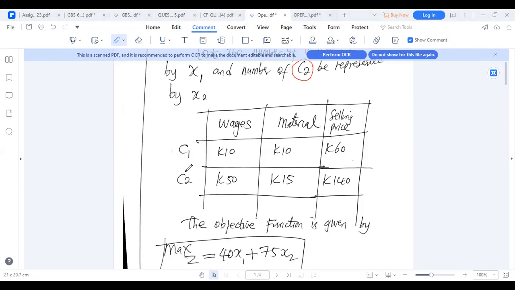Okay, so the wages for C1 is 10. The material for C1 is represented by X1. This one, let it represent X2. All right, so now what is going to happen here is that we are going to say our wages is 10 kwacha, the material is 10. For C2, the wages is 50, the material is 15.